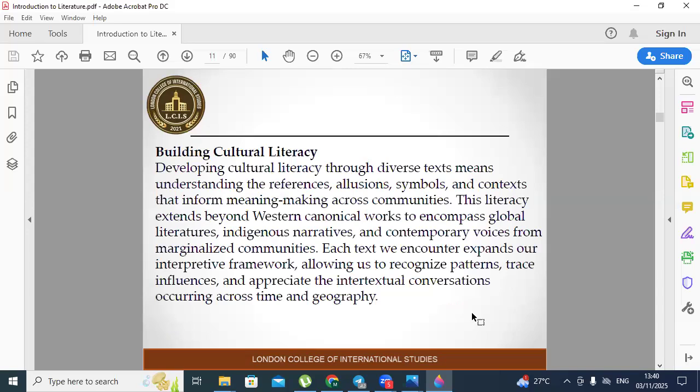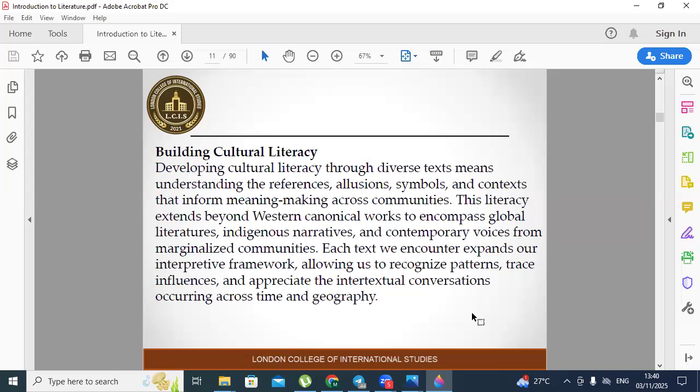Building cultural literacy. Developing cultural literacy through diverse texts means understanding the references, allusions, symbols, and contexts that inform meaning making across communities. Every culture has shared stories, symbols, and references that members recognize instantly, but outsiders might miss. The literacy extends beyond Western canonical work, the traditional great books of European and American literature.